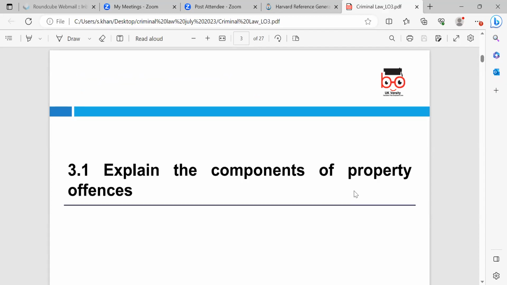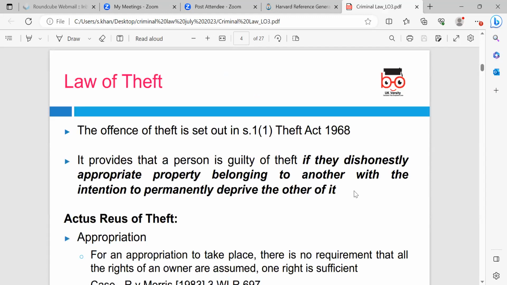So 3.1, explain the components of property offences. The offence of theft is set out in Section 1 of the Theft Act 1968. Section 1 provides that a person is guilty of theft if they dishonestly appropriate property belonging to another with the intention to permanently deprive the other of that property. The defendant can only be charged under Section 1, while Sections 2 to 6 define the elements of Section 1 and Section 7.